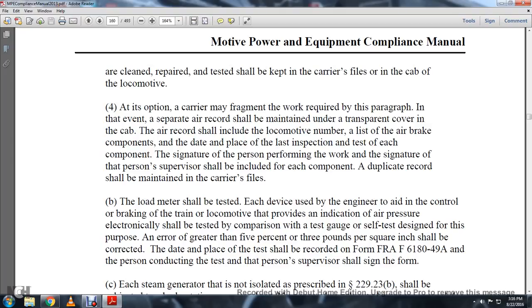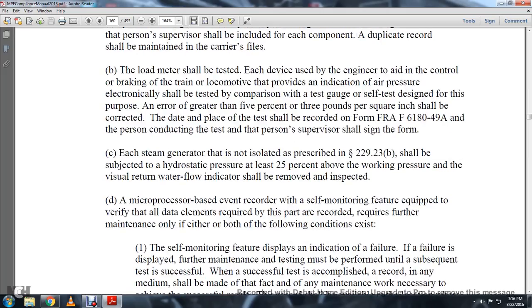The record of the work separated shall be maintained with a transparent cover in the cab. The record shall include the locomotive number, a list of the air brake components, the date and place of the last inspection and test of the components, the signature of the person performing the work, and the signature of the person supervising. A duplicate record shall be maintained with the carrier's files.